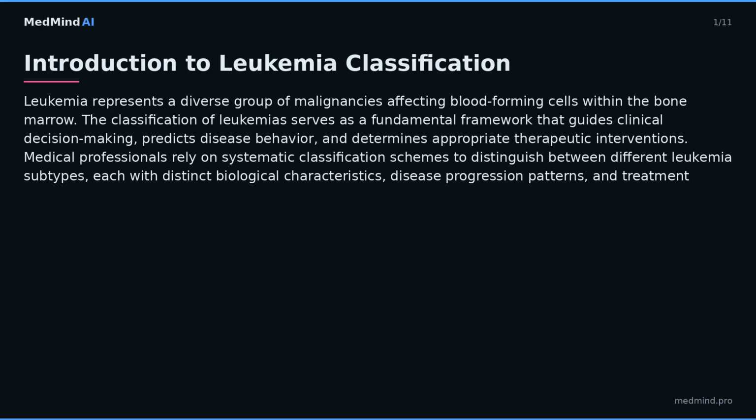Introduction to leukemia classification. Leukemia represents a diverse group of malignancies affecting blood-forming cells within the bone marrow. The classification of leukemias serves as a fundamental framework that guides clinical decision-making, predicts disease behavior, and determines appropriate therapeutic interventions. Medical professionals rely on systematic classification schemes to distinguish between different leukemia subtypes, each with distinct biological characteristics, disease progression patterns, and treatment responses. This article explores the major classification systems used in modern oncology and the clinical significance of understanding these distinctions.